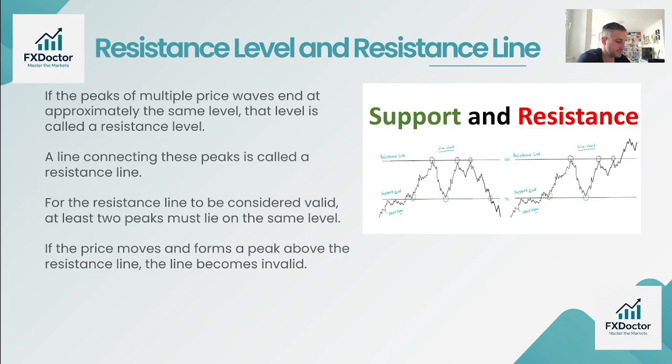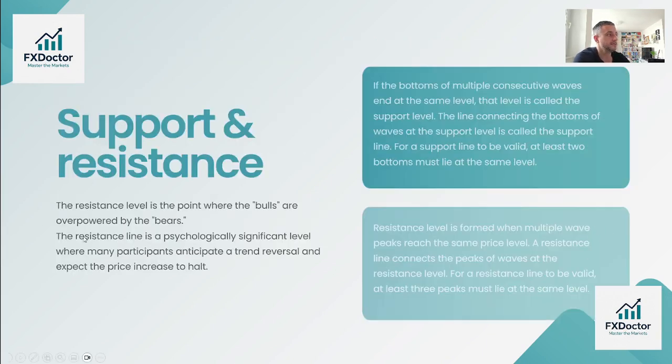Support and resistance. Yes, this is support and resistance. Resistance level is the point where the bulls are overpowered by the bears. The resistance line is a psychologically significant level where many participants anticipate a trend reversal and expect the price increase to hold.